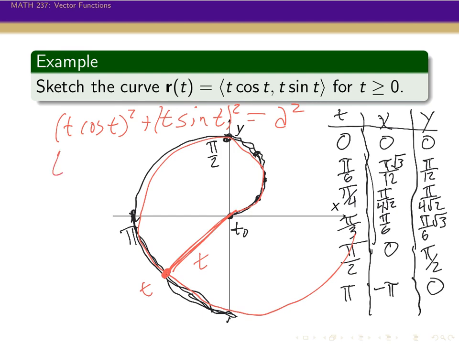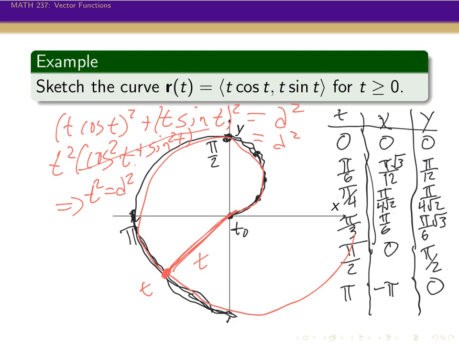And so squaring this out, I could factor out a t squared from both of these. Have cosine squared t plus sine squared t equal to the distance squared. Cosine squared plus sine squared, that's equal to 1. And so my t squared is my distance squared. So my distance away is t, since t is positive. Okay, so this is the parameterization for drawing a nice spiral.